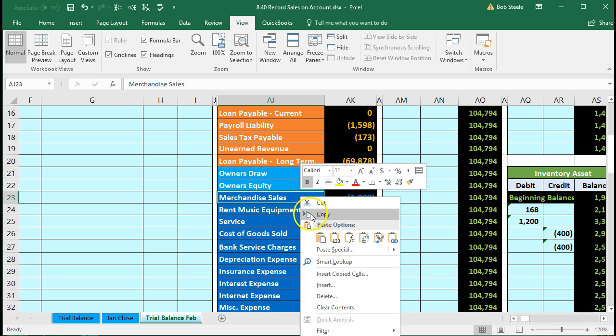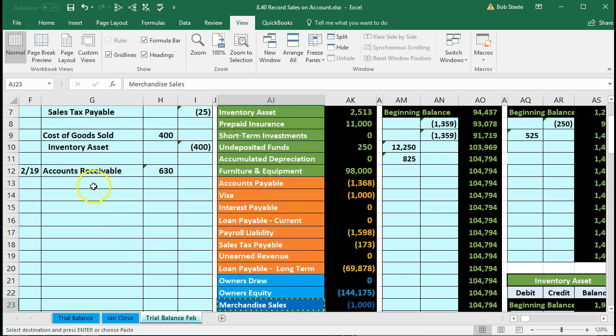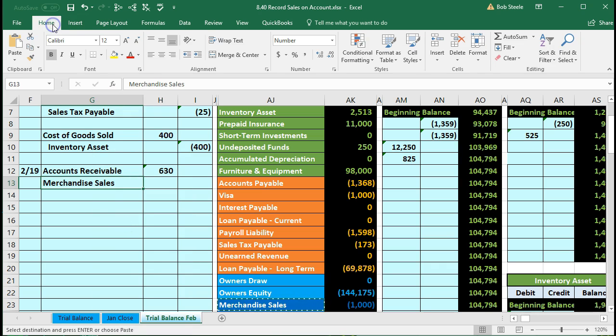We'll copy this account, merchandise sales, scroll back up, put that in G13, right click and paste 1, 2, 3. We'll indent that then. We're going to go to the Home tab, Alignment Group, Increase Indentation, the amount, not the 630, but the 600. We're going to put a credit of 600.